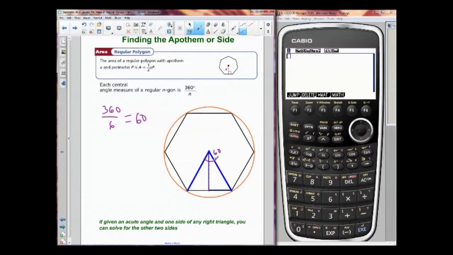Since this bisects, each one of these is 30. So that's 30 and that's 30. And we know this is a right angle. So that's 60 and this is 60. And we have a 30, 60, 90 special right triangle. Works really good for hexagons. So let's take a look at an example.